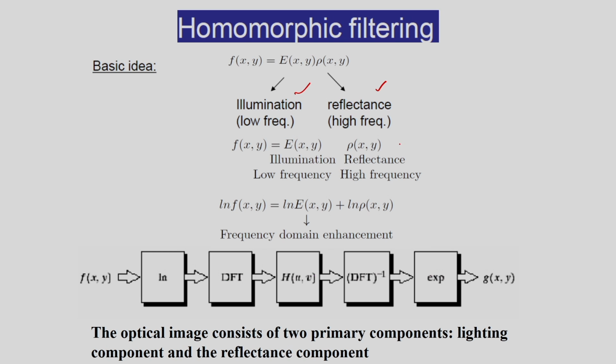And if I consider the reflectance component, this reflectance component is a high frequency component because it varies quickly at the surface boundaries, edges due to varying phase angles. And this component is responsible for the local contrast. These assumptions are valid for many real images.